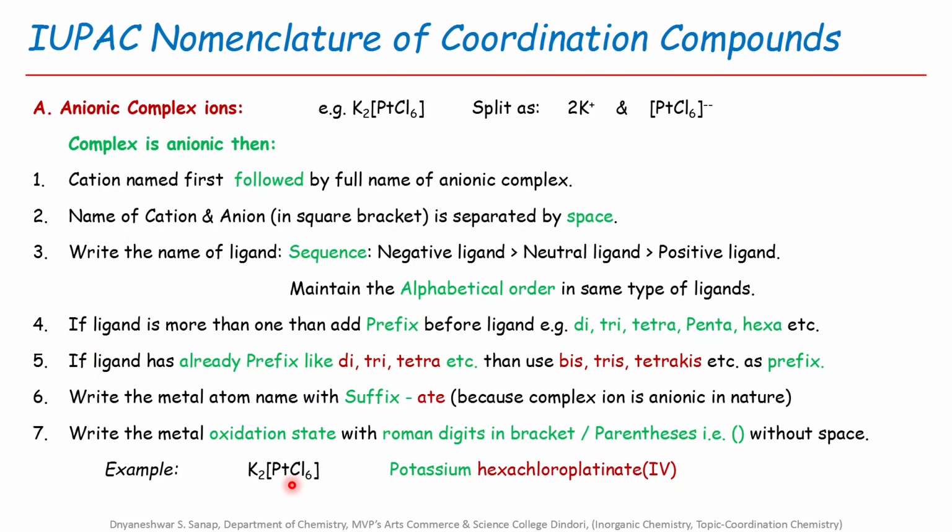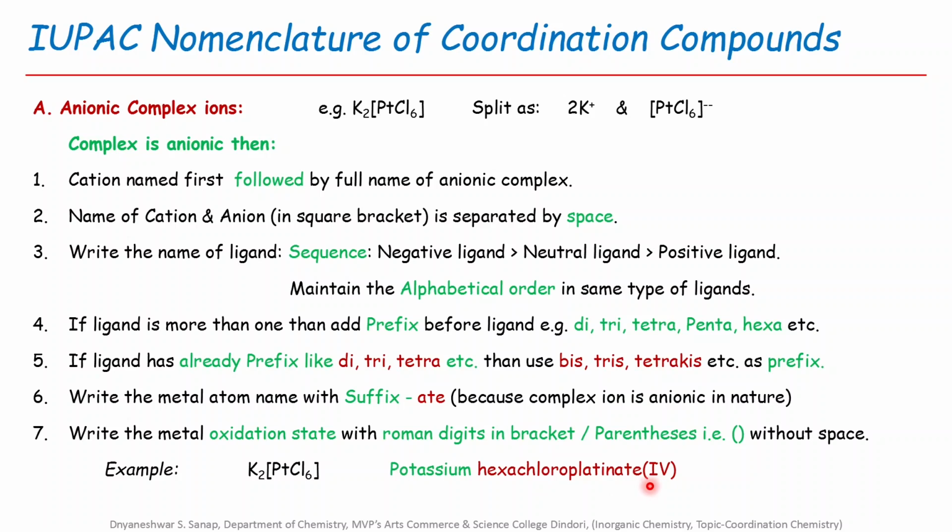In this case, first of all we write the name of the ligand according to rule 3. There is only one type of ligand, so we write chloro, but there are six chloride ions present, so we write the prefix hexa before the chloro. After that comes the name of the metal atom according to rule number 6, that is platinum, but the complex is anionic, so we write the suffix ate in the IUPAC name.